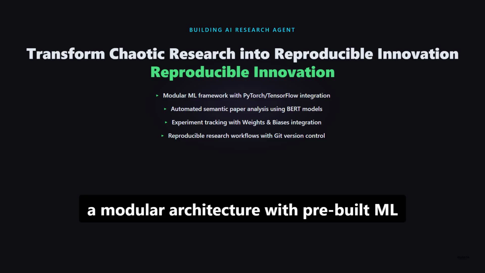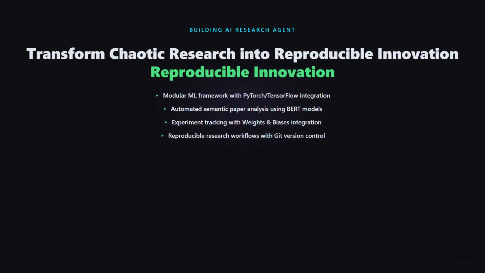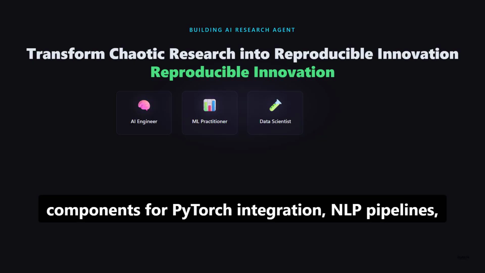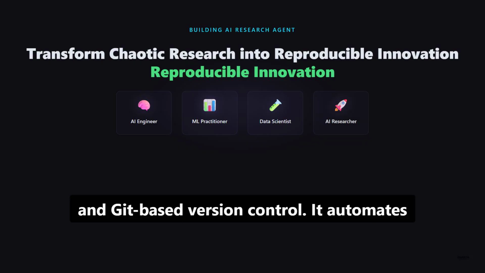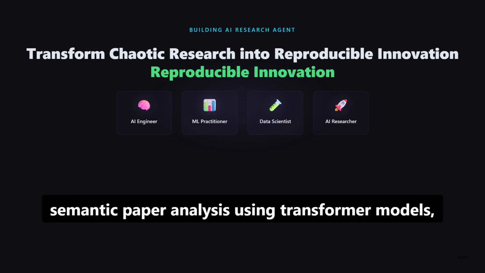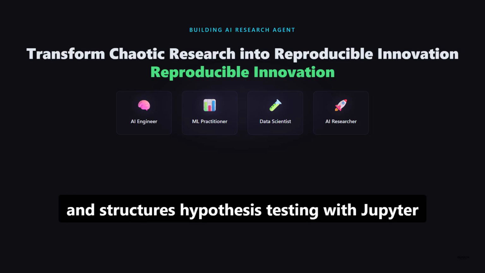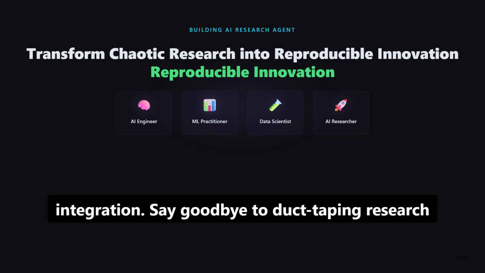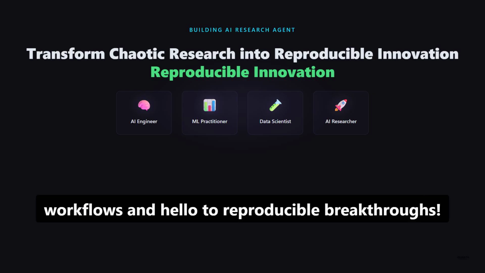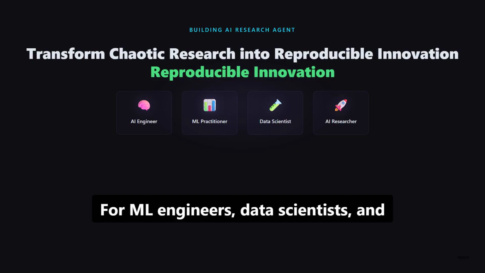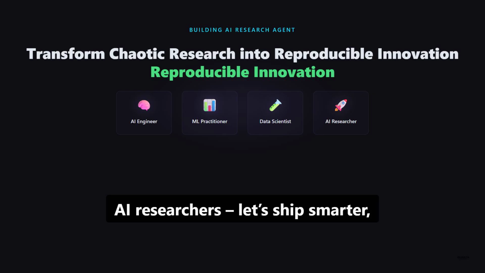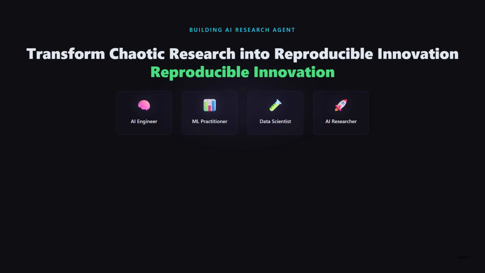This skill gives you a modular architecture with pre-built ML components for PyTorch integration, NLP pipelines, and Git-based version control. It automates semantic paper analysis using transformer models, tracks hyperparameters in Weights and Biases, and structures hypothesis testing with Jupyter integration. Say goodbye to duct taping research workflows and hello to reproducible breakthroughs. For ML engineers, data scientists, and AI researchers, let's ship smarter, not harder.